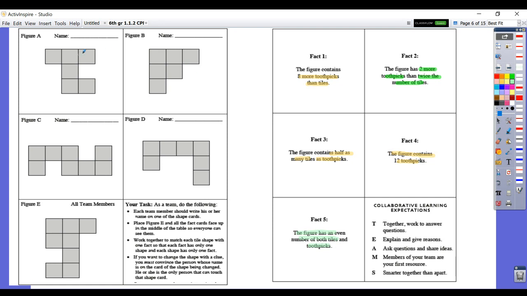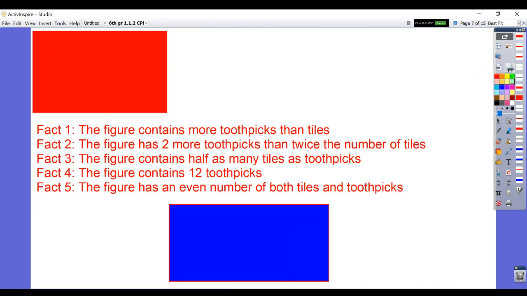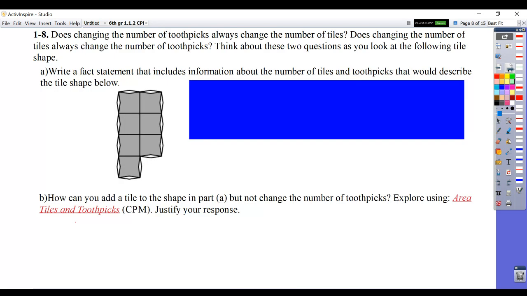And the reason I suggest first writing down how many tiles and toothpicks are in each section and then matching them up is that a fact may seem to fit more than one category. But once you go through them, you'll find that if you're only going to pair each one with one, each one has to go to a certain fact. So that's important to figure out.